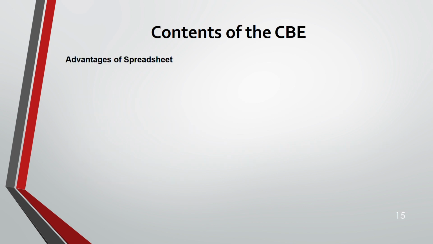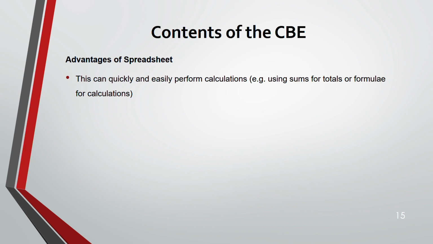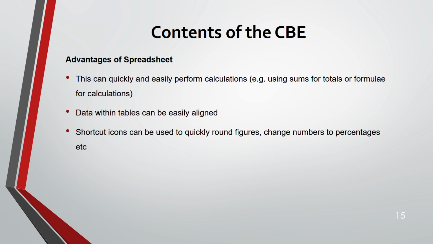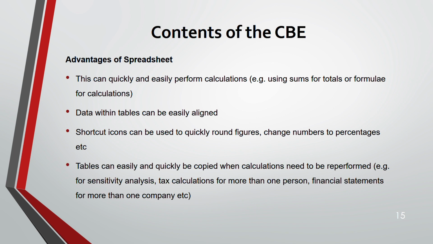Now, advantages: you can easily perform calculations, therefore it saves time because Excel has formulas inbuilt. Data can be aligned. Shortcut items, like you can round a number or change it to a percentage. Then you can easily copy the table. Tables can easily be copied when calculations need to be reperformed rather than doing it manually every time. Just do it in one cell and copy paste in the other cell.